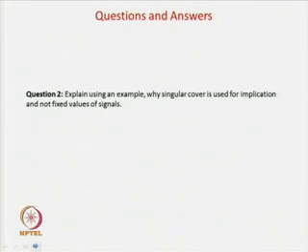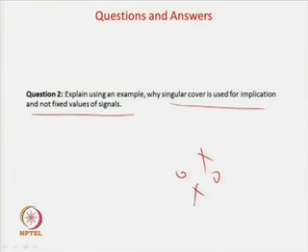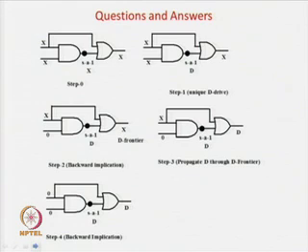Next example, last question actually. Explain using an example why singular cover is used for implication and not fixed value of signals, that is x0, 0x. Why do you want to keep so many x's in our circuit in the D algorithm and not use any other stuff? What do you mean by any other stuff, like 1 1?